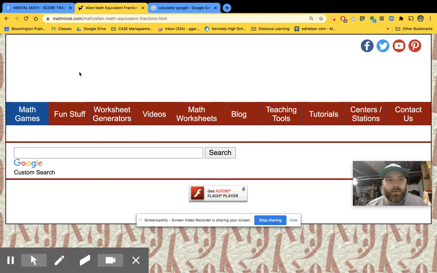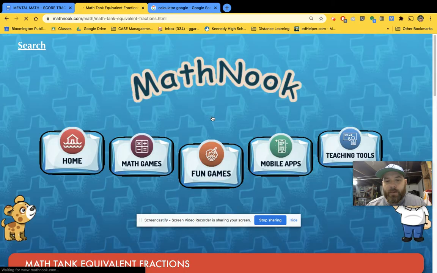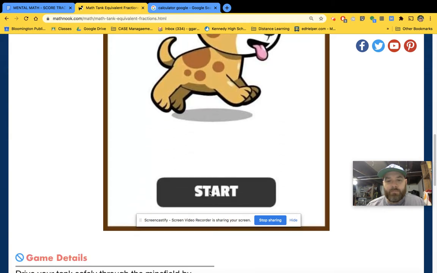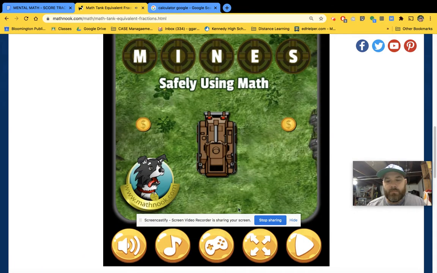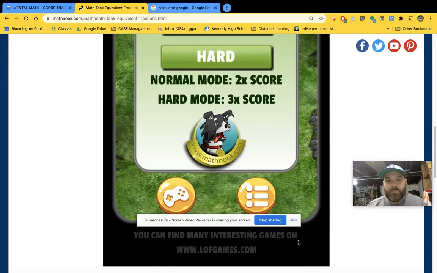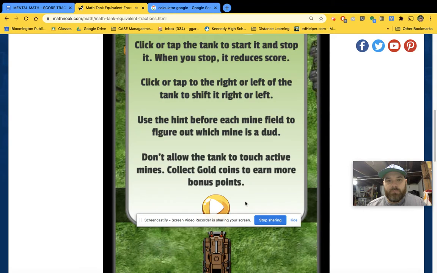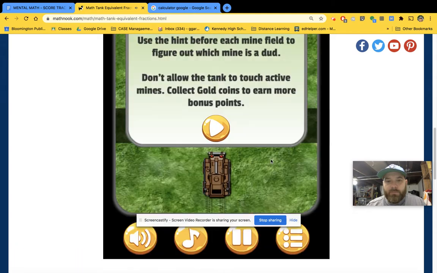Oh, it looked like that one didn't pop up. So I'm going to pick a different one. Some of them aren't linking. So I know the Math Tank equivalent fractions will work. So let me play that. Make sure you read the directions if you haven't played the game before. Practice a little bit, and turn the volume off.